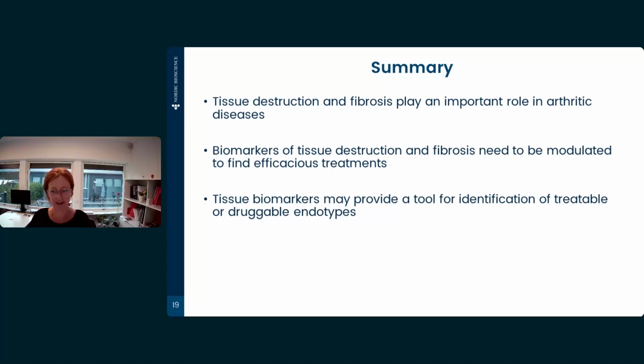But I think I would like to spur that discussion on trying to endotype using measurements of tissue destruction and fibrosis. So thank you very much for your attention.